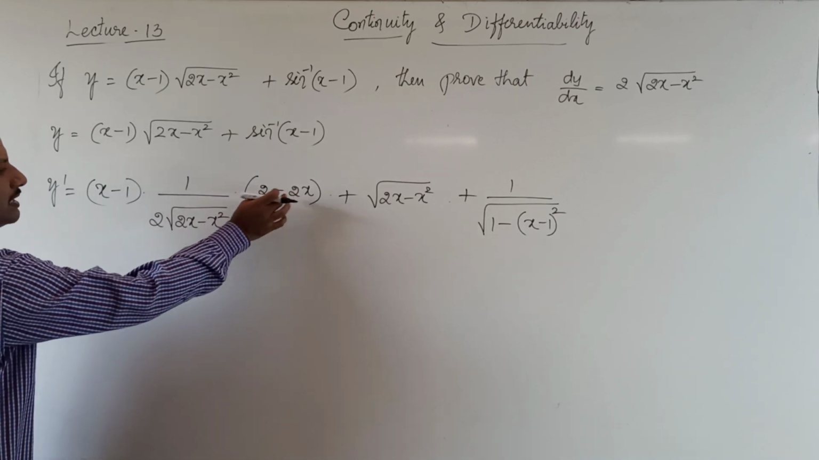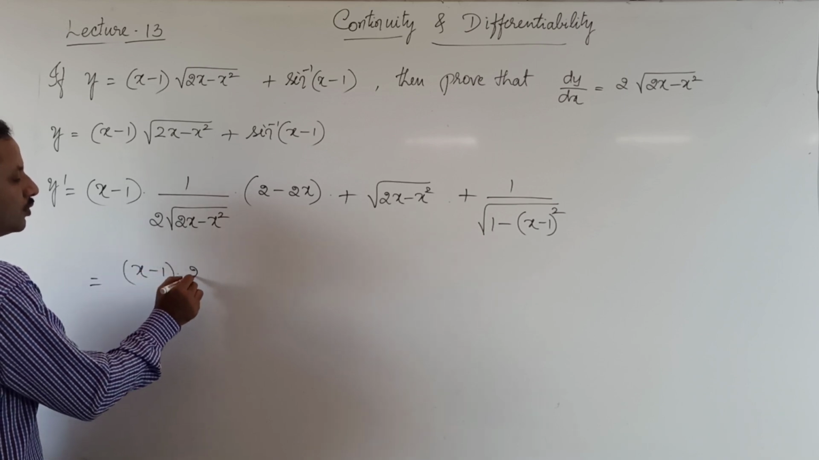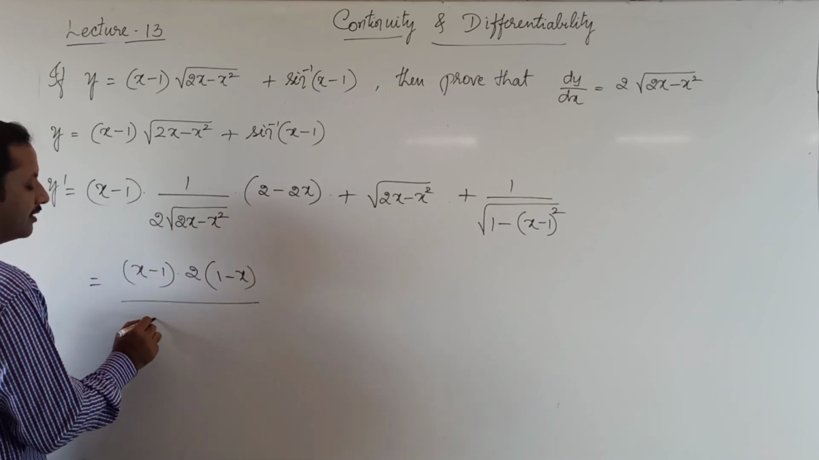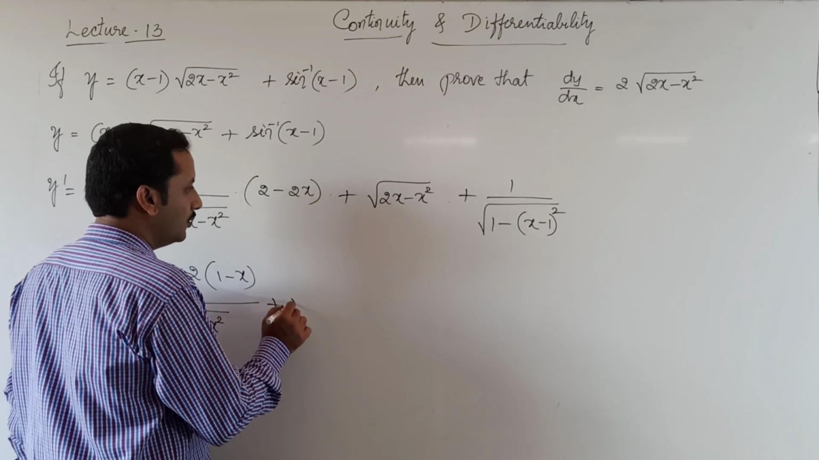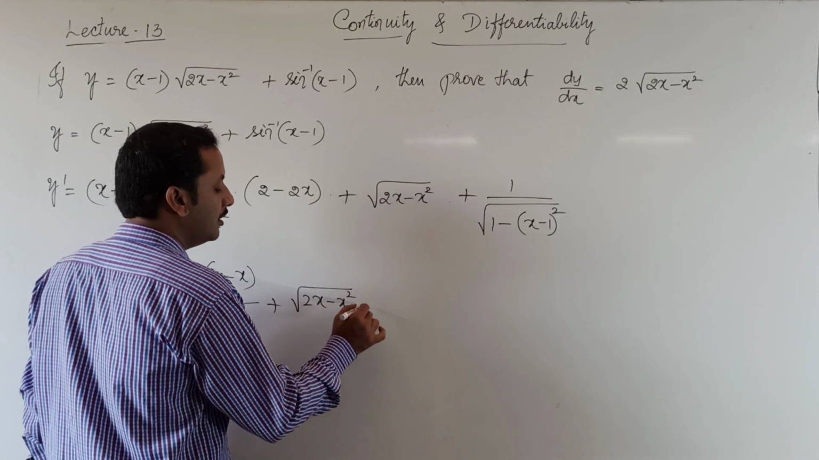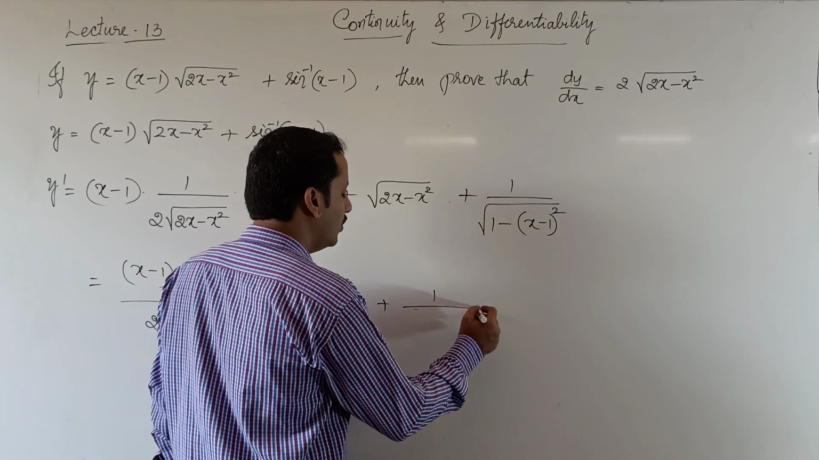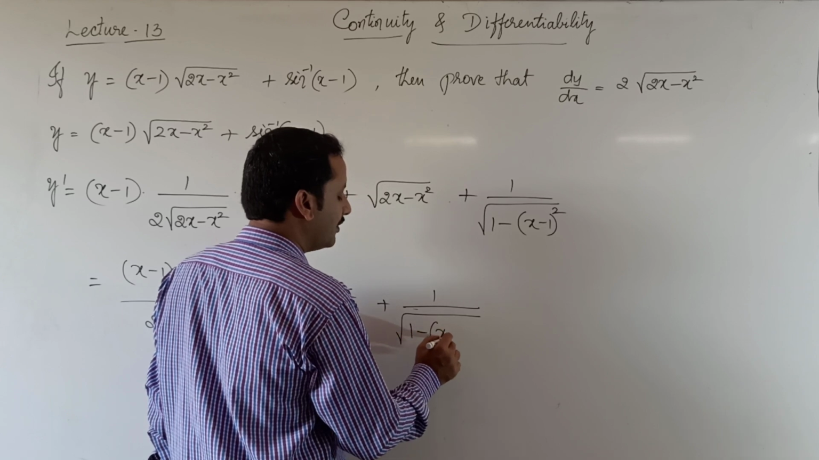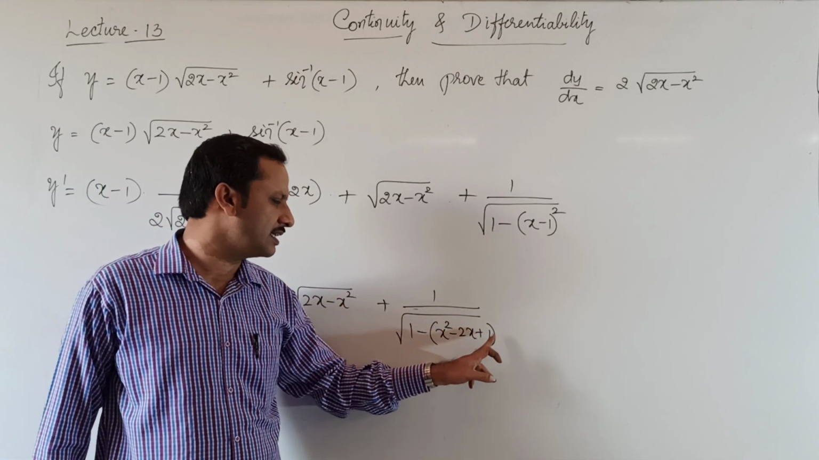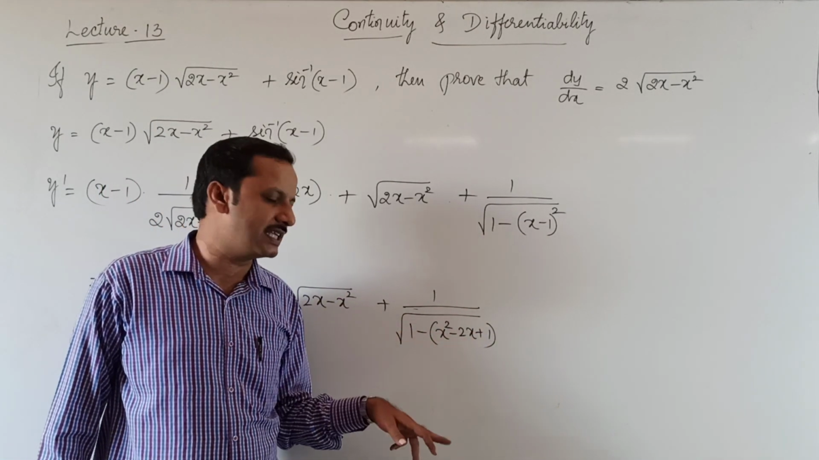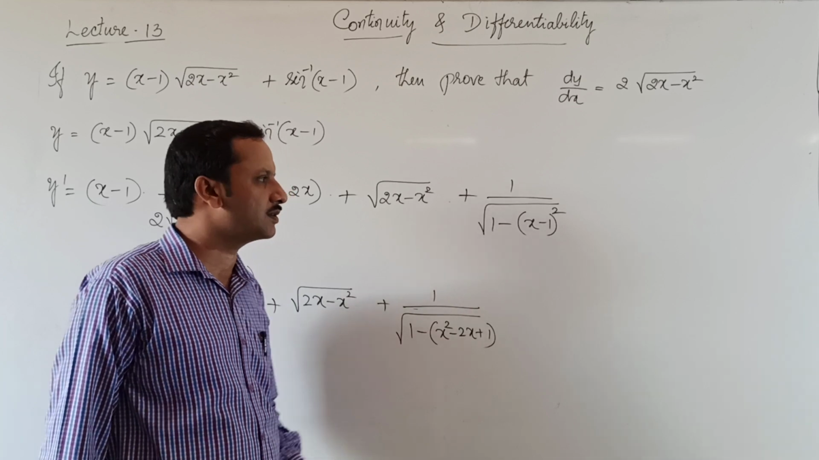Here I take 2 as a common factor from this, so that you will have x minus 1 into 2 into 1 minus x divided by 2 into root of 2x minus x square, plus root of 2x minus x square, plus, if I expand this, let us see what I am going to get. 1 by root of 1 minus x square minus 2x plus 1. Okay, x minus 1 whole square is x square minus 2x plus 1. On simplification, 1 gets cancelled. You will have minus x square plus 2x. In other words, this will also become root of 2x minus x square.